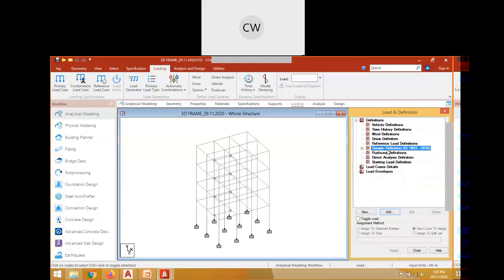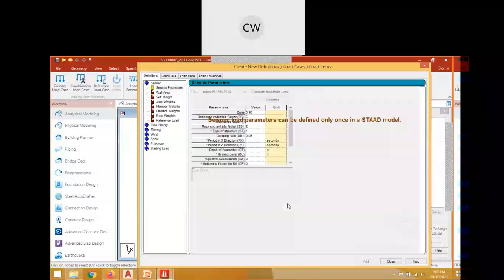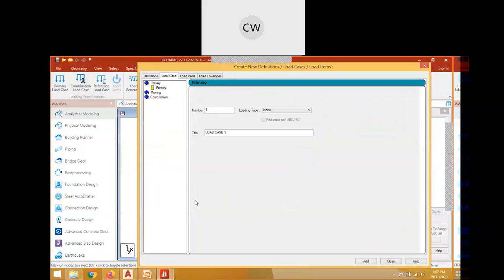Now we'll go to the actual load cases. This is not load case, it is a definition, remember. So we have created the seismic definition, not the load case. Now we need to create the load case here, correct? Okay, so for this seismic definition, we will create a new load case.